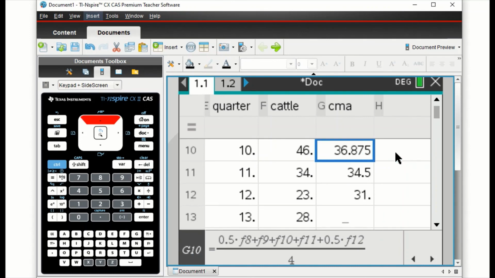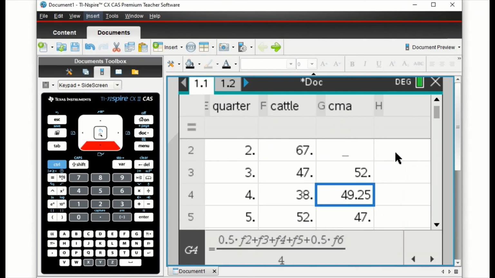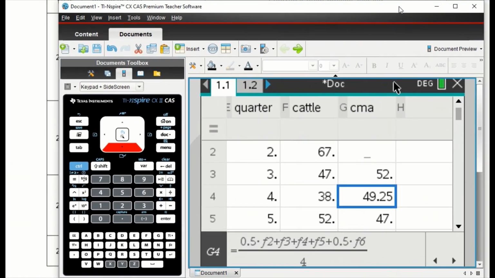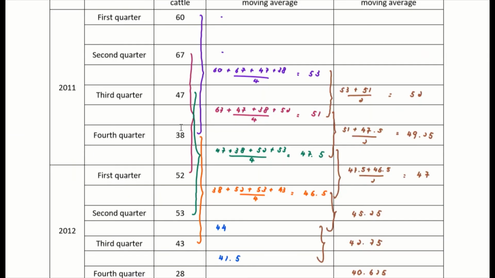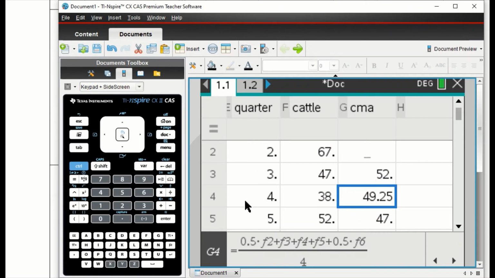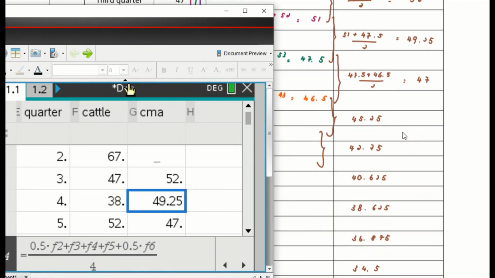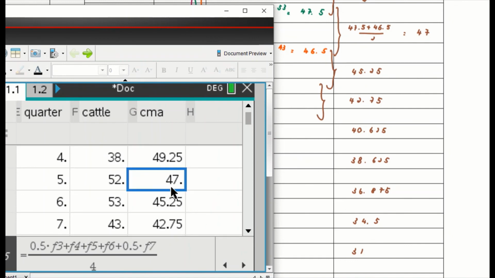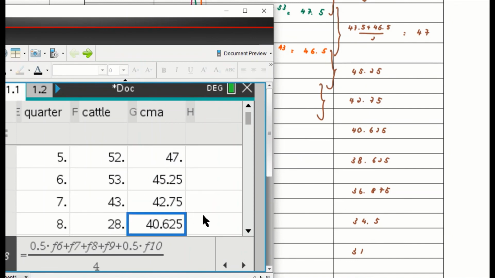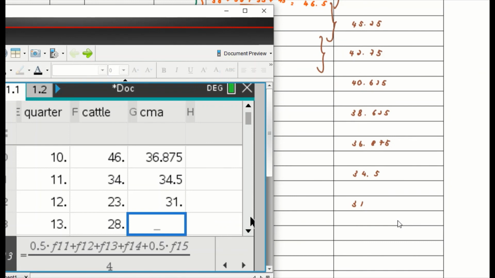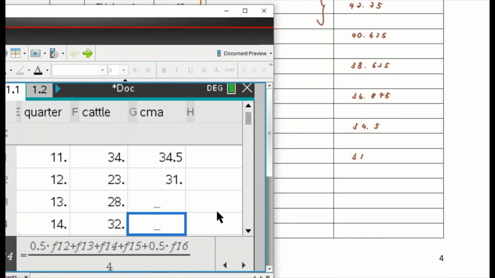So from 31, then the rest: 52, 49.25, 47. And if we try to compare to the previous one, then you'll be able to get the same answer as well. So let's try to have a check. Okay, so you can see 47, then the next one 45.25, 42.75, 40.625, and so on. So basically you got everything here. Then you also know that the last two rows will be the empty ones, and the calculator will show you that also.